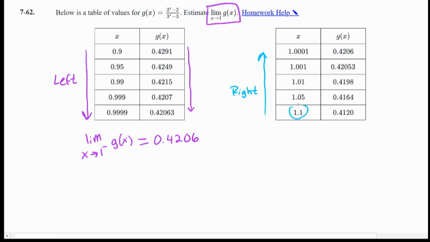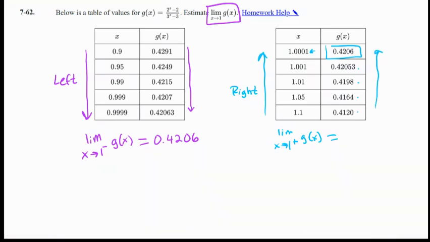I'm going upwards because these are where the x values are getting closer to 1. And so I'm looking for the limit as x approaches 1 from the right side of g of x, which is equal to whatever my y value is approaching. In this case, I actually hit 0.4206 when I plug in this x value. So it's got to be something a little bit bigger than that, because you can see on all these points, it's below 0.4206 and it's getting closer to something.